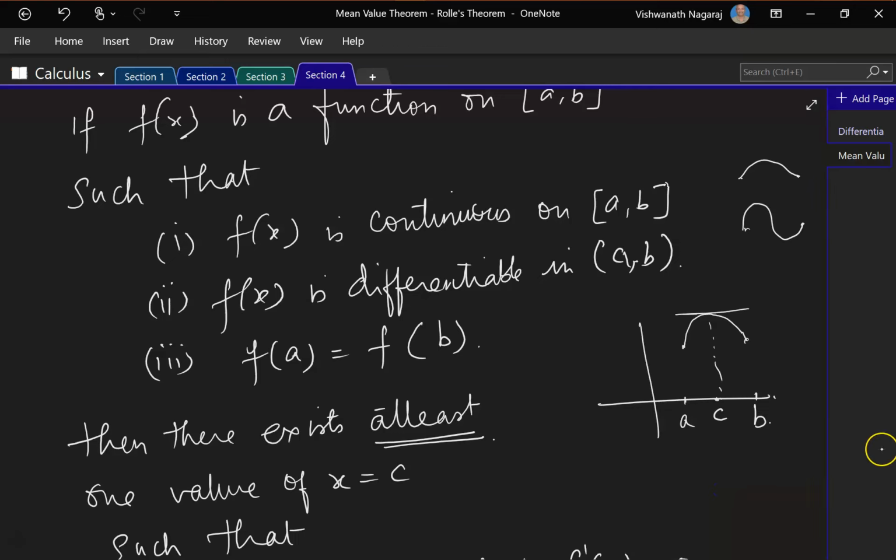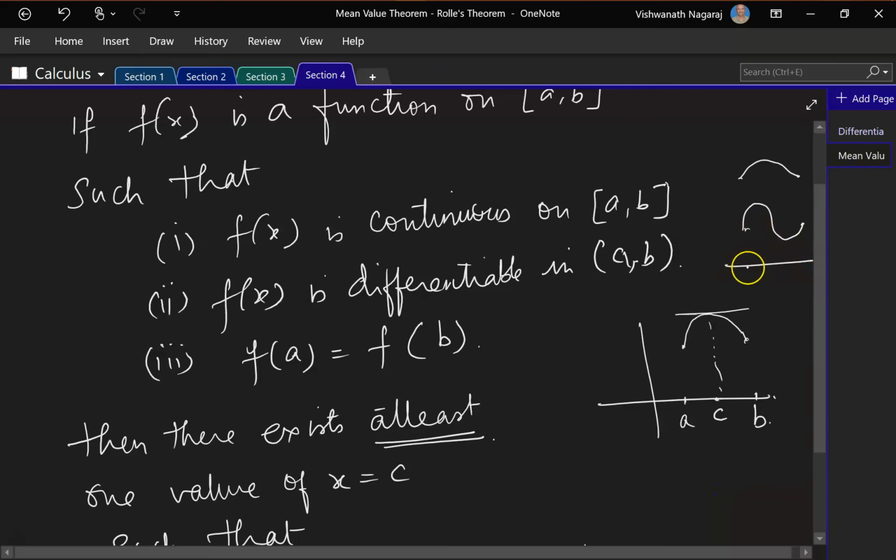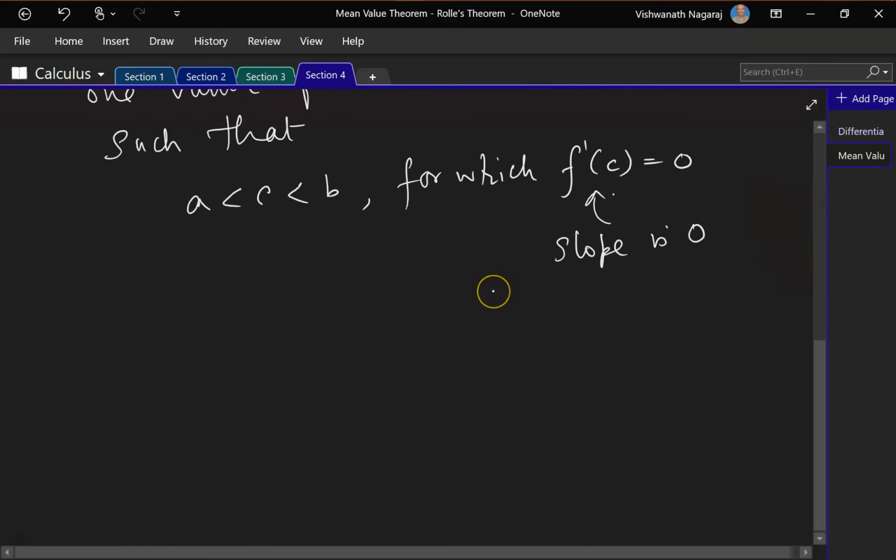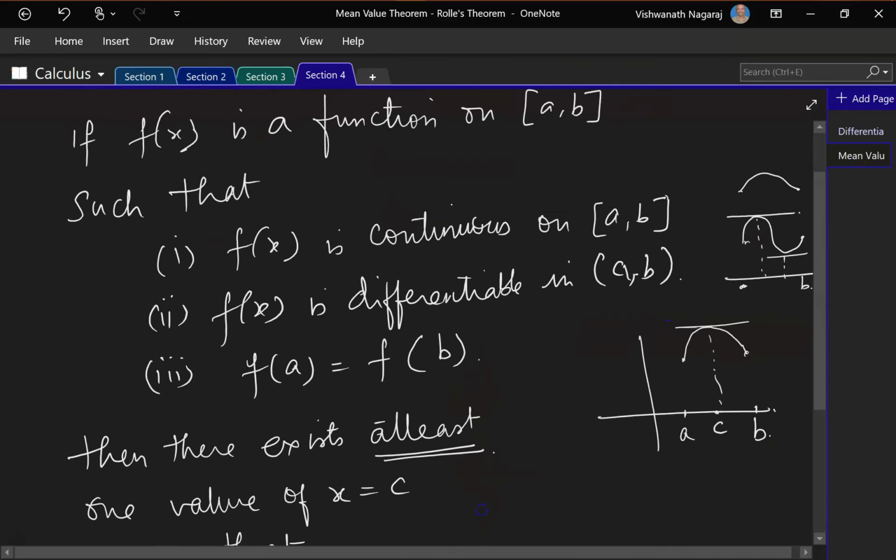So here if you see, if in this graph, if this is a, this is b, then you have one here and one here. Here also the slope is 0 and here also the slope is 0. Or we can also say that the tangent at x equal to c is parallel to the x-axis. So remember these three conditions.